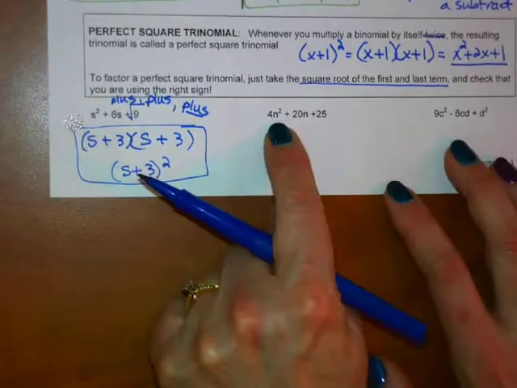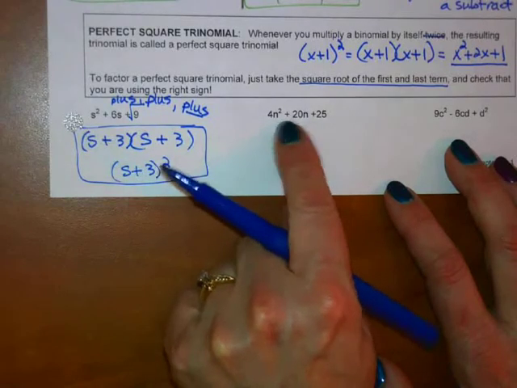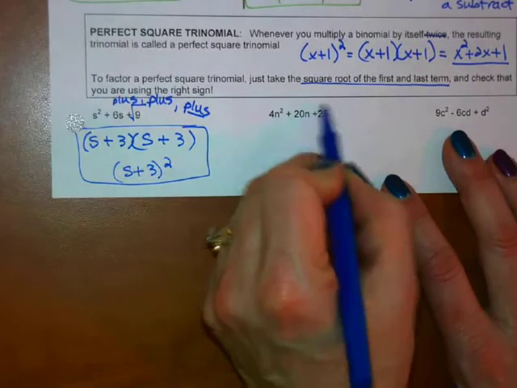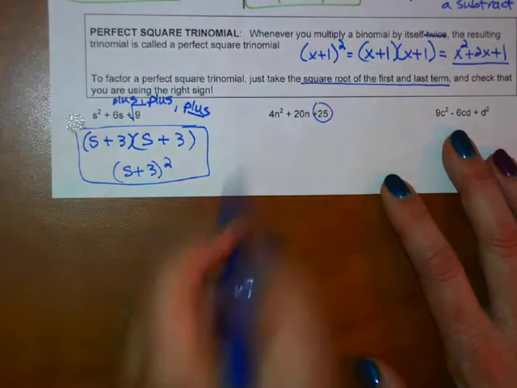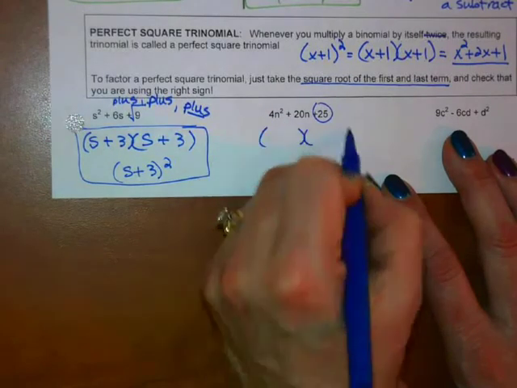Now let's do another one. So I have 4n squared plus 20n plus 25. Can I divide anything out of those? There's nothing in common. But I notice that 25 is a perfect square, 4 is a perfect square, so maybe I can just do this. Let's just try it.